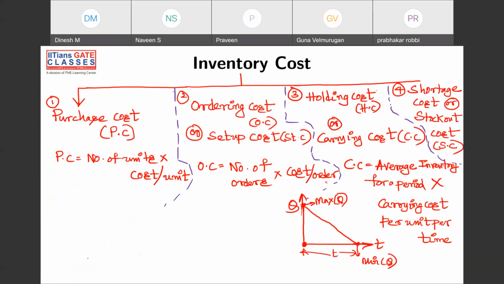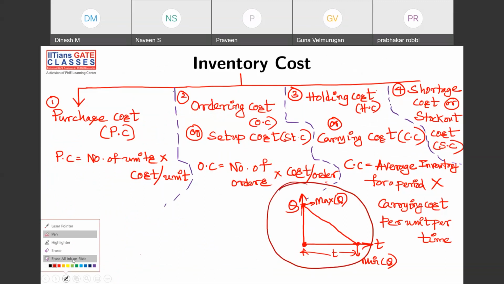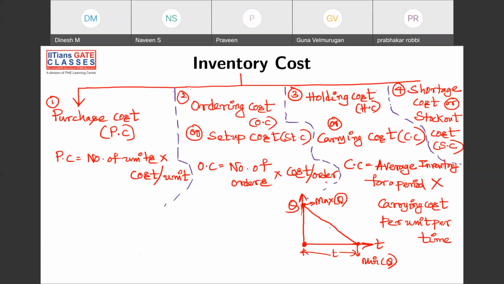But we are not bothered about an instant. We are going to bother about a simple one order. This is a full one order. So instead of carrying instantaneous values, we are going to calculate the average inventory for the period. Why average? Because here we have a maximum and a minimum. Instead of that, we find some average quantity, Q average, right? So average inventory quantity into carrying cost per unit per time, 0.1 rupees per unit of soap for some time.